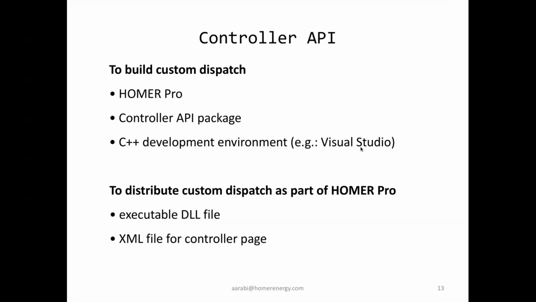In order to build a custom dispatch using the controller API, you will need HOMER Pro, and you also need to have purchased the controller API package. That package gives you documentation and help on how to develop your code in C++. And you also need to have a C++ development environment set up on your machine. Something like Visual Studio would work well. It would allow you to write code and compile that into a DLL file. Now, if you want to distribute a custom dispatch as part of HOMER Pro, then you need to send us the DLL file as well as the XML page file for the controller page.